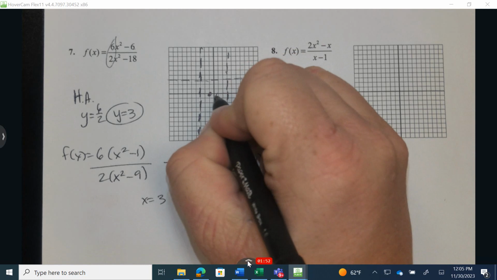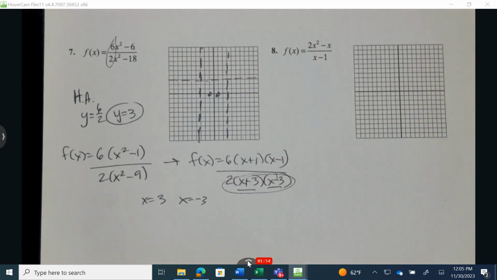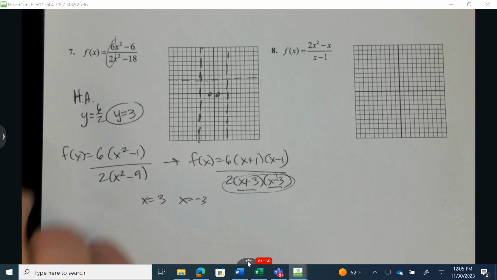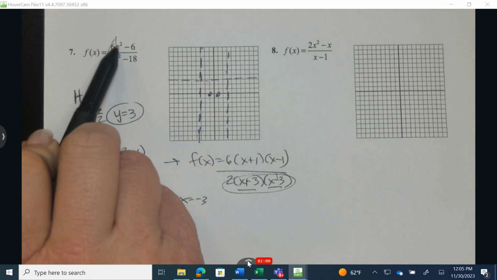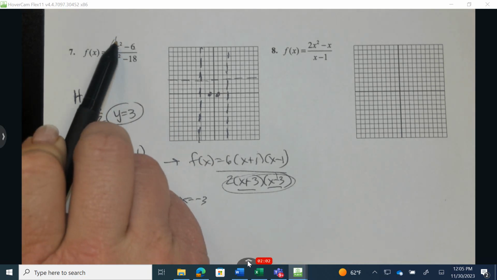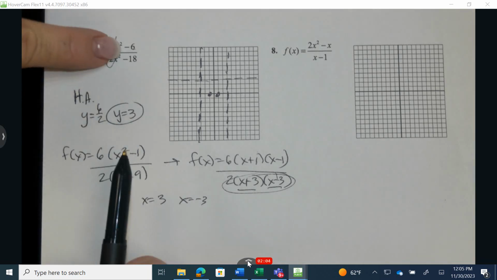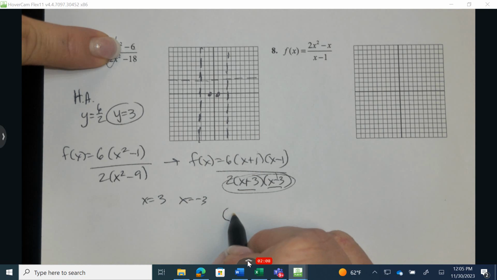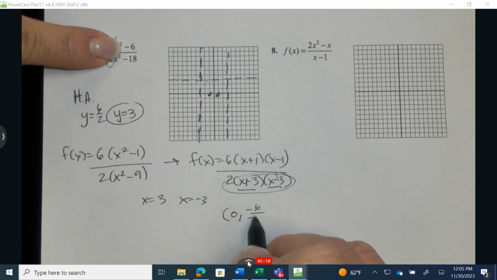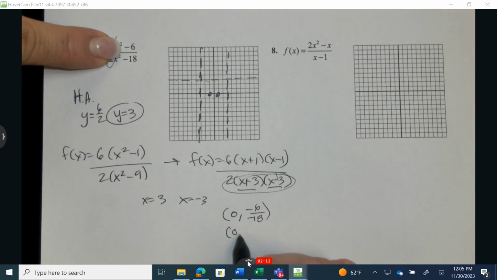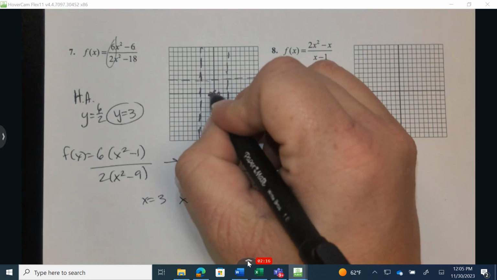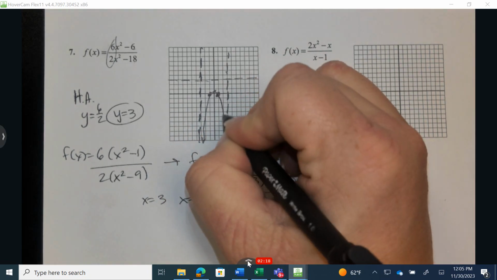So negative 1 and positive 1, and I can determine the y-intercept by coming up to the original. I'll substitute 0 in for x, so 0 squared times 6 is 0, and this is 0. So when I cross these out, because they contain zeros, I have negative 6 over negative 18. So my y-intercept then is negative 6 over negative 18, which reduces to 1/3. And that's enough key points for me to see what this looks like.